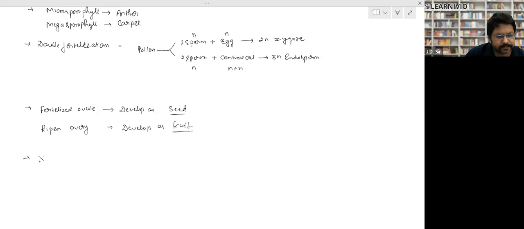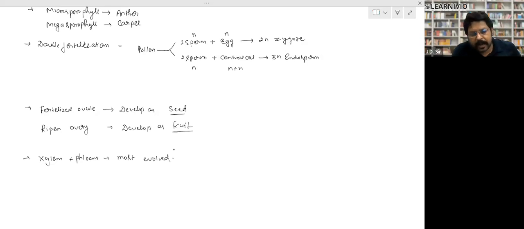Next point. Xylem and phloem are most evolved and they have all type of conducting cells. So this was all about the angiosperms, right?